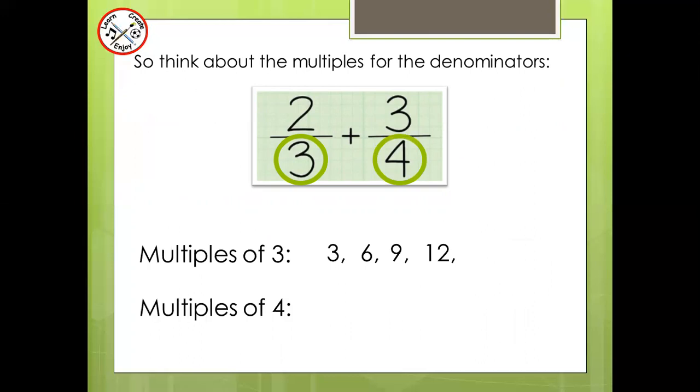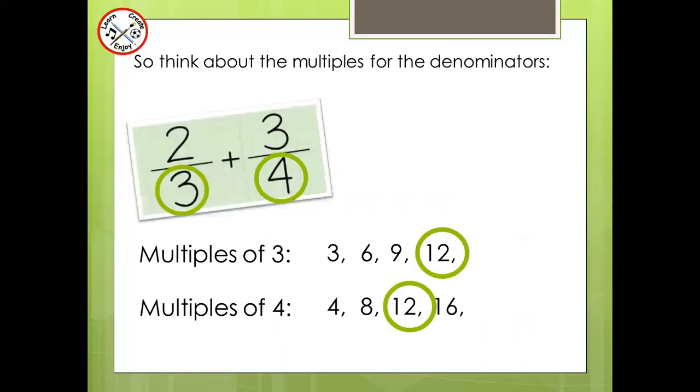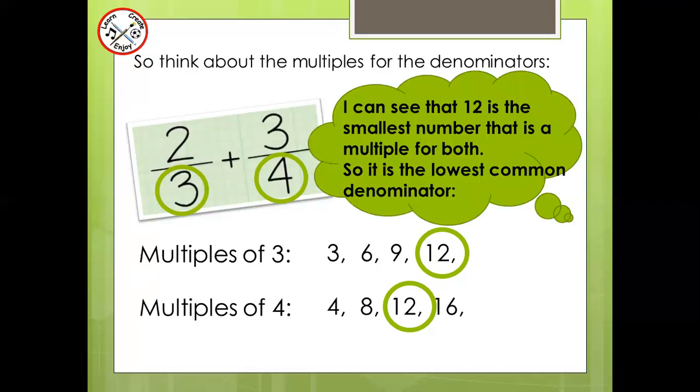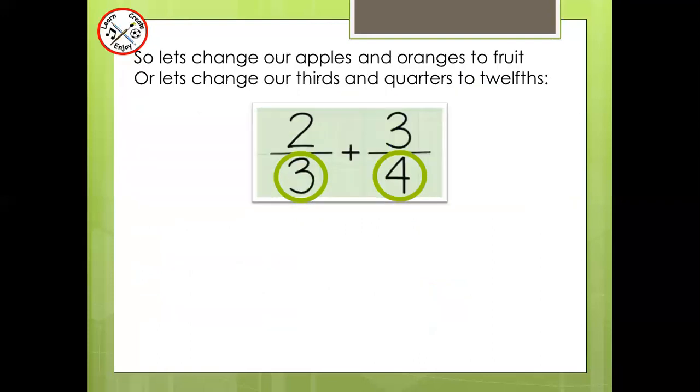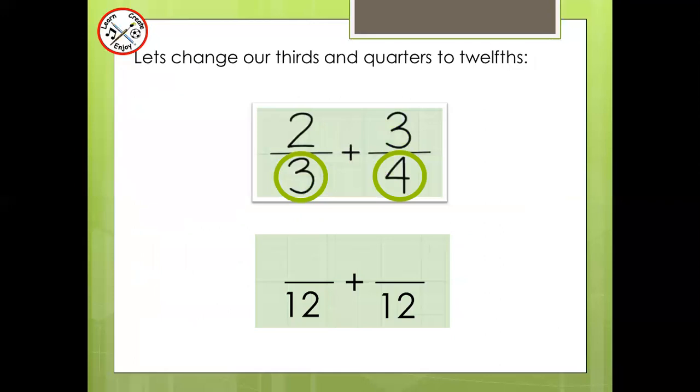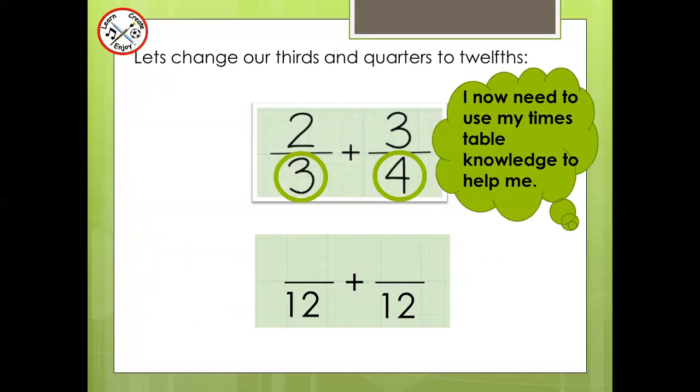So here are my multiples of 4: 4, 8, 12, 16. And as you can see, I've got the multiple 12 in both of those times tables. So I can use that. 12 is now my fruit. So 12 is the amount that I'm now going to be thinking about. It's now the lowest common denominator between them both. And I can now use it to carry out that calculation after I change my thirds to twelfths and my quarters to twelfths. So this is how we do that. I'm going to use my times table knowledge to help me with that.